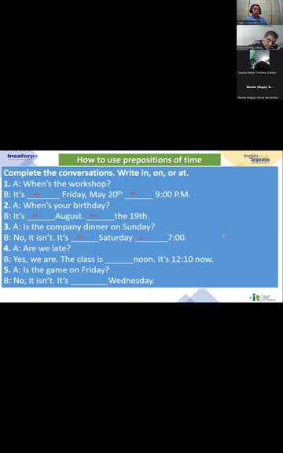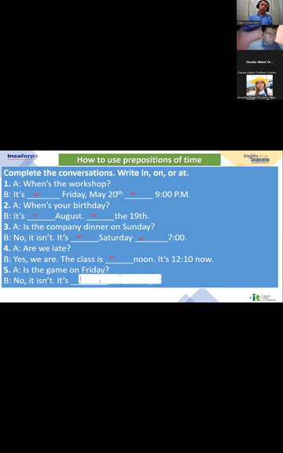The class is room number 2. At noon. Simple. At noon, because it's very specific. At noon, at midnight, at 3 o'clock, at 4 o'clock, etc. Good. Number 5, please. Is the game on Friday? No, it isn't. It's on Wednesday. On Wednesday, right? Okie dokie.